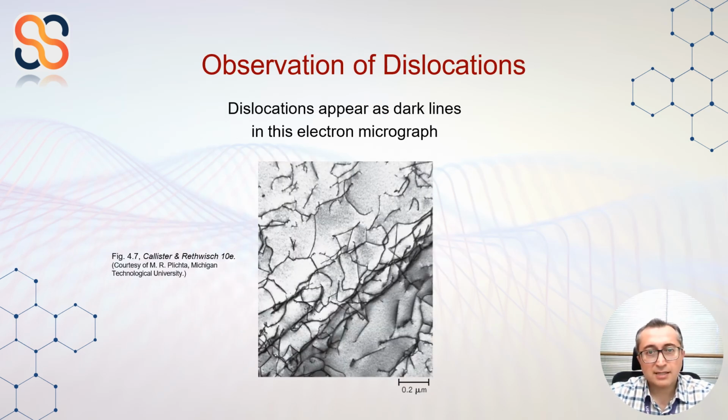In this slide, as an example, we observe dislocations as dark lines in the electron micrograph. When we look at a micrograph, these dark lines represent the presence of dislocations within the crystal structure of the material. Dislocations can be detected using electron microscopy because they disrupt the regular arrangement of atoms, creating a contrast that shows up as dark lines in the image. The visibility of these dislocations is crucial for understanding the material's properties.